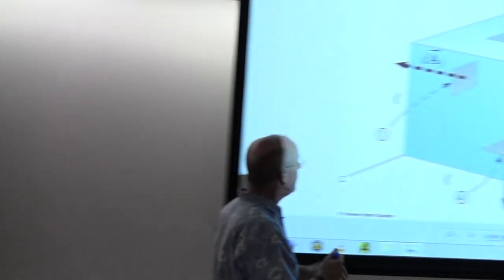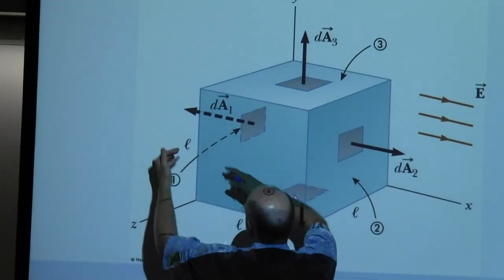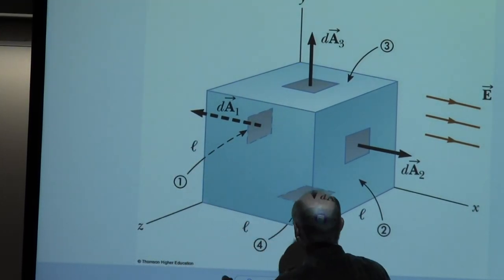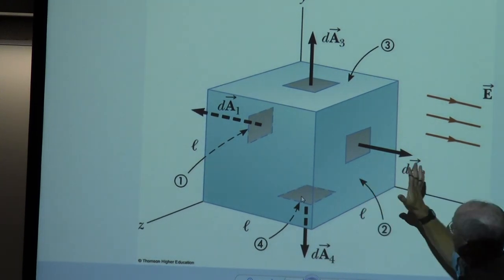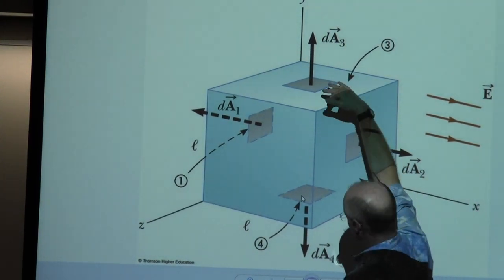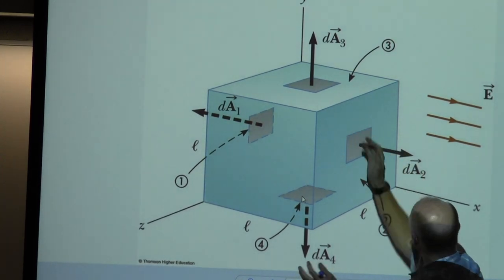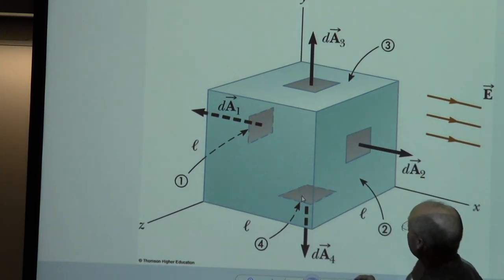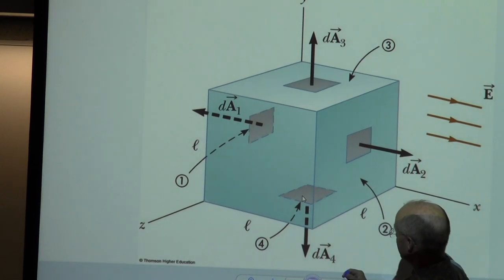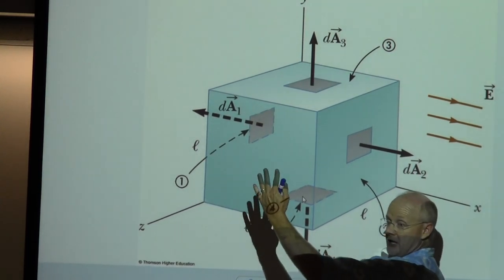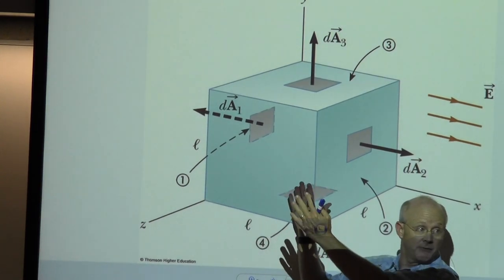You'll see that the author labels them. He's trying to say this side over here near the negative x-axis. This is surface one. He's got over here surface two. He's got up at the top three, at the bottom four. He doesn't label five and six for some reason. But maybe I'll do the front as five and the back as six. Fair enough?